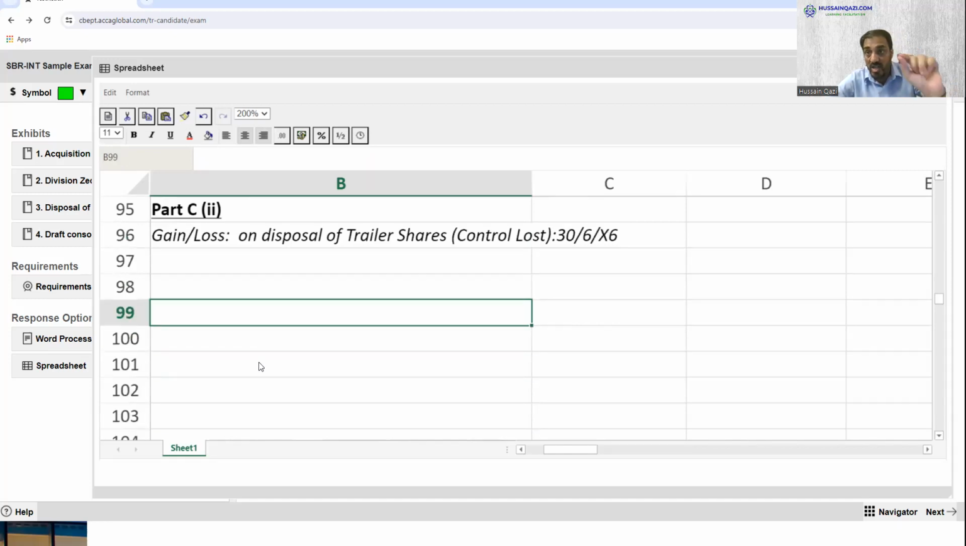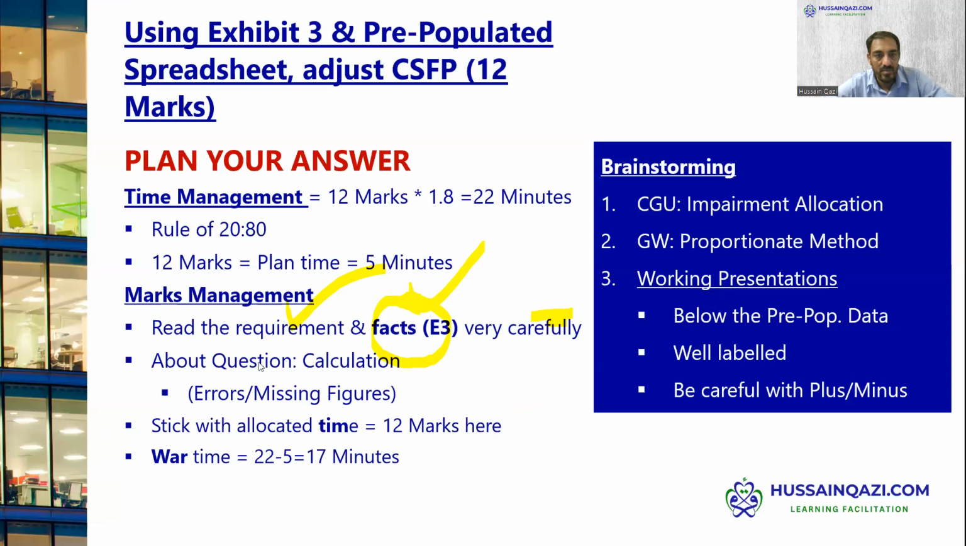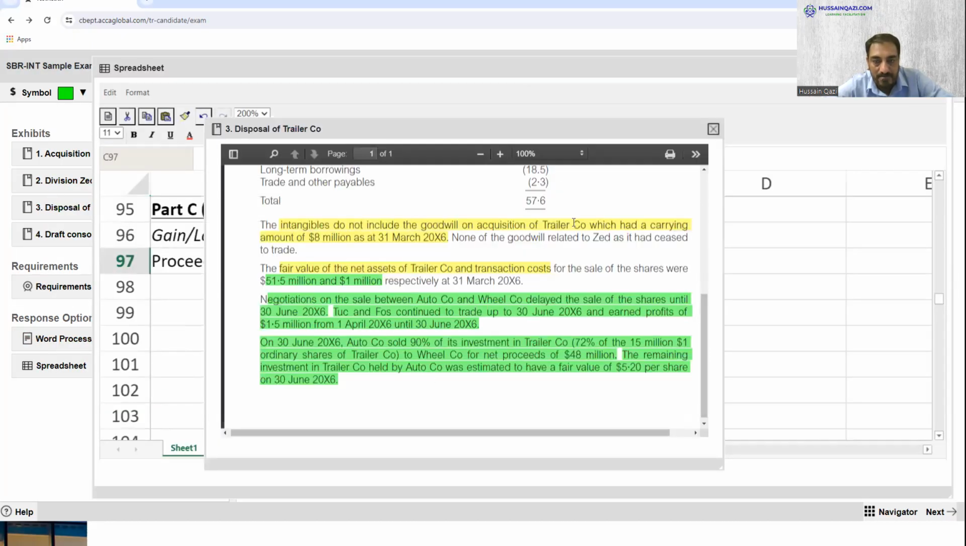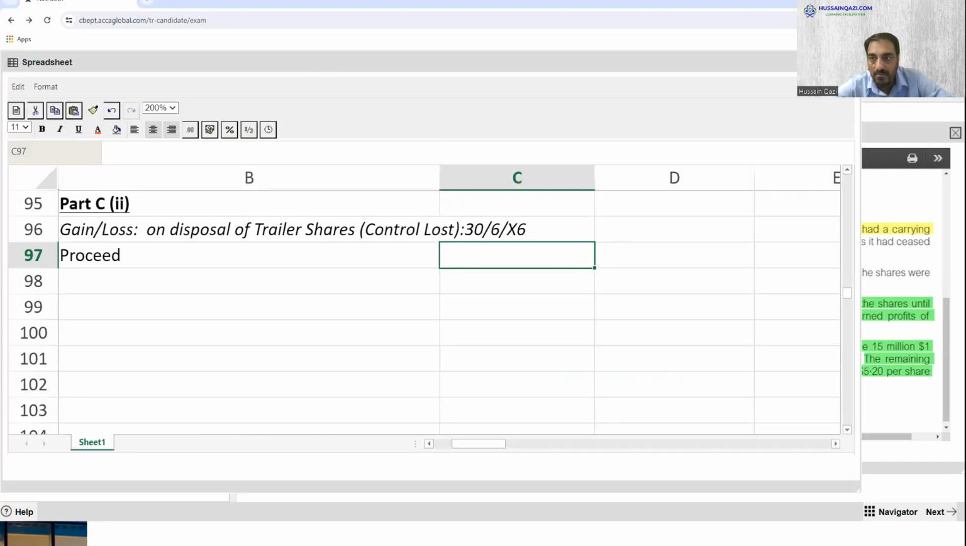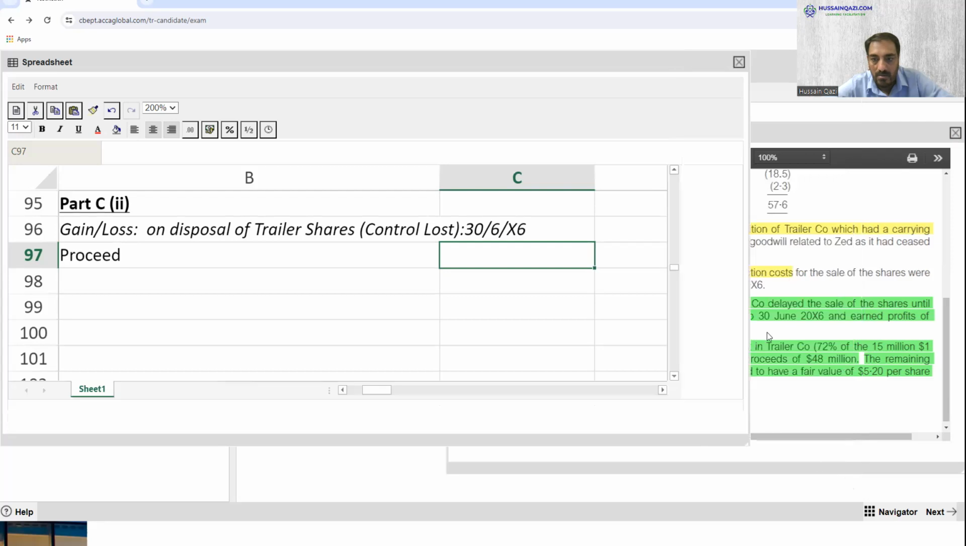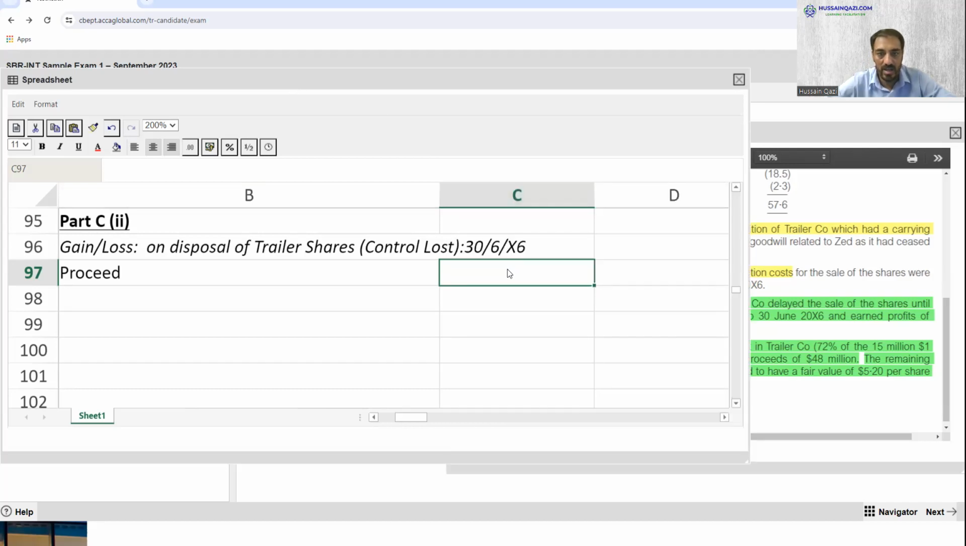Do remember, this is the consolidated profit and loss. It's not about individual books. Number 1, fair value of consideration received. That is the proceeds, very simple. Here the proceeds are 48 million.